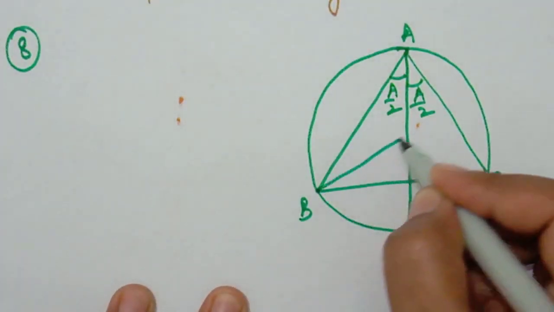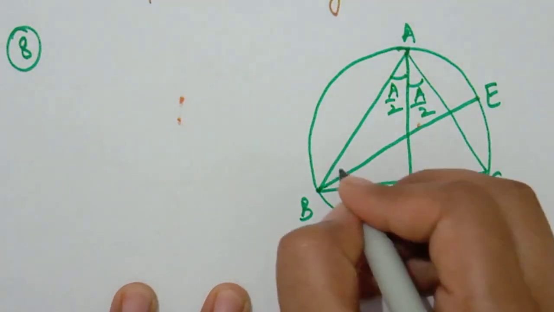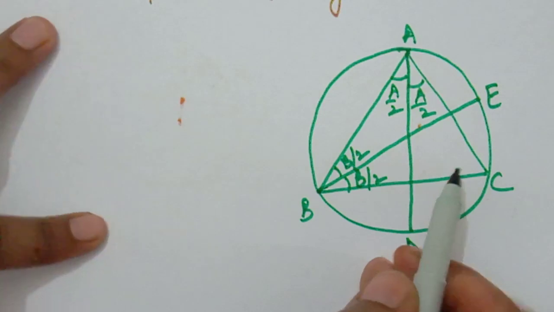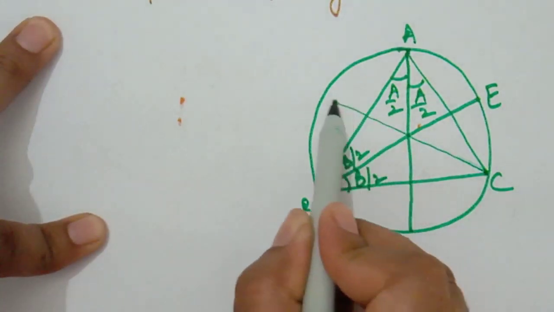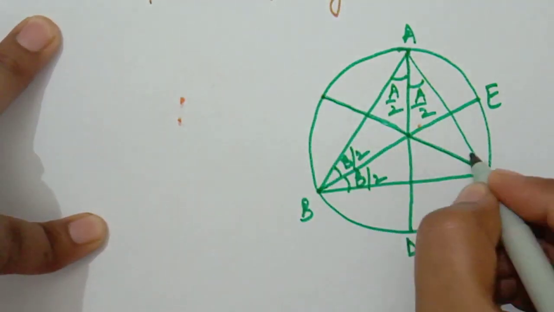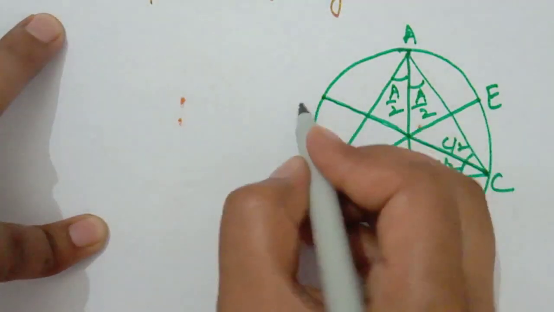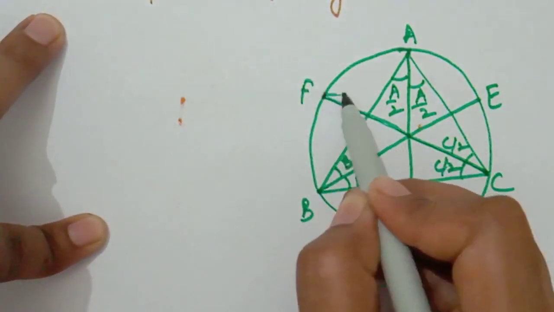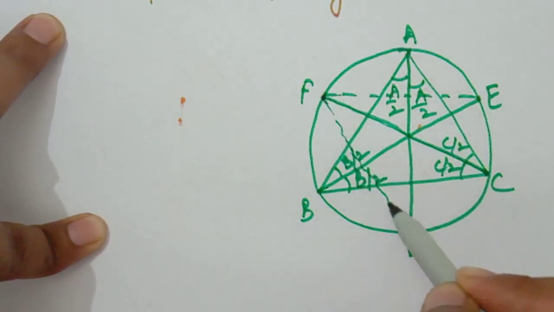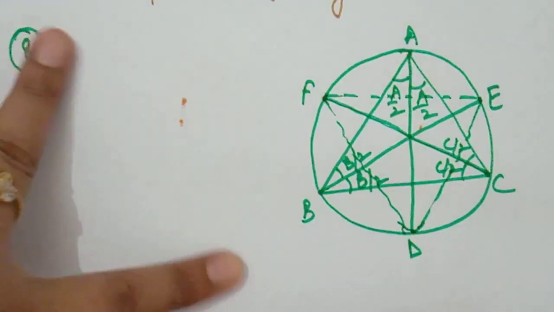And then the bisector of angle B at point E, it means it is B by 2 and it is also B by 2. And the bisector of the angle C is C by 2 and C by 2 at point F. Because we have to find the angles of triangle DEF, first of all we have to make triangle DEF by joining all three points.